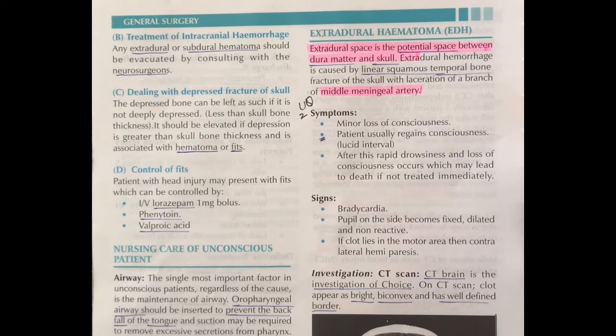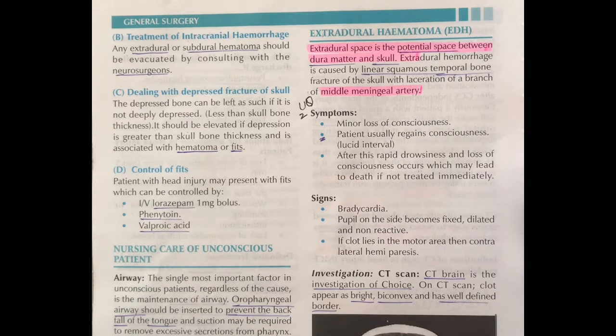If the clot lies in the motor area, then what happens? There will be a contralateral hemiparesis. Hemiparesis means weakness of that limb. What investigations do we perform in order to locate our hematoma? To confirm our diagnosis, we move on to CT scan, which is the main investigation of choice in this case. On CT scan, what will we have? There is a clot which appears bright, biconvex, and has well-defined borders. This is extradural hematoma with its signs, symptoms and investigation.